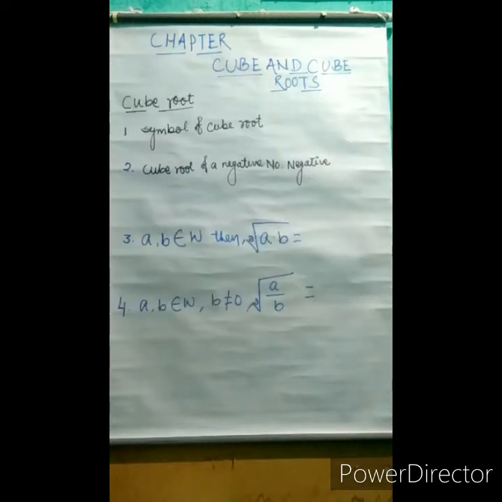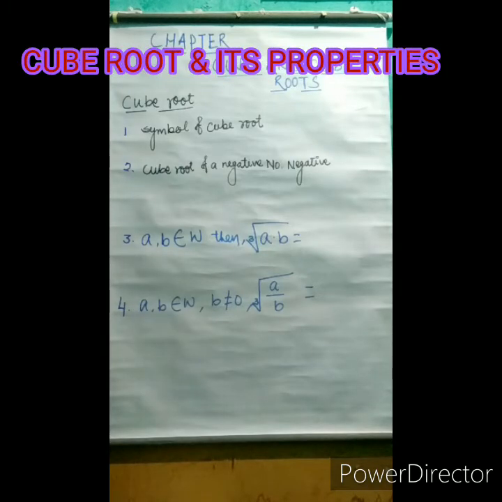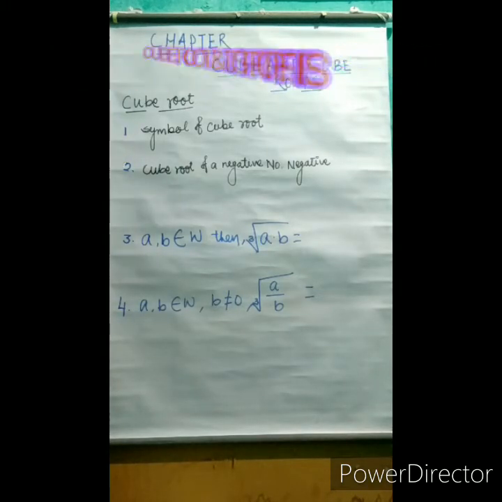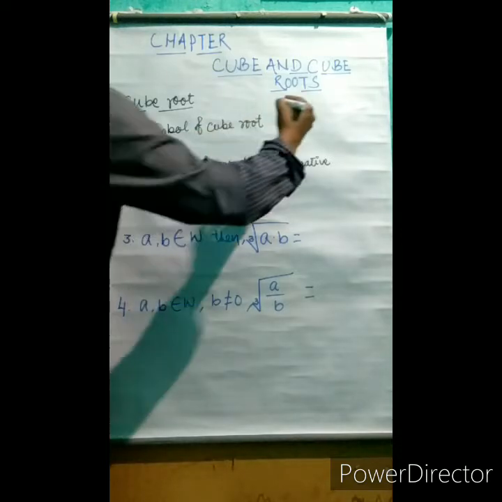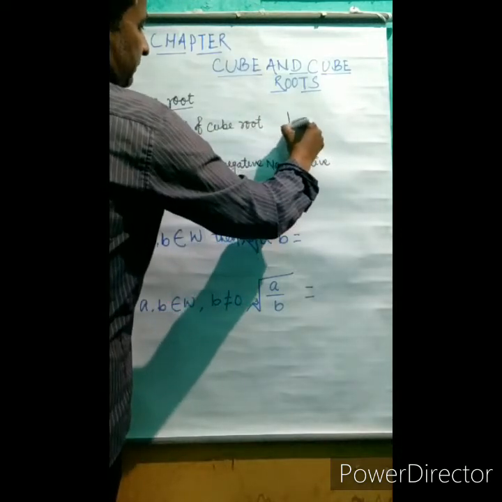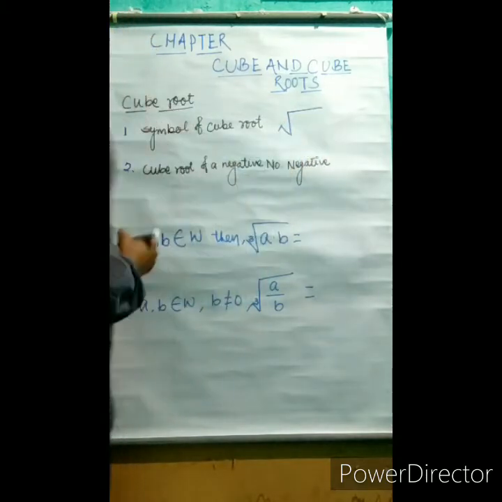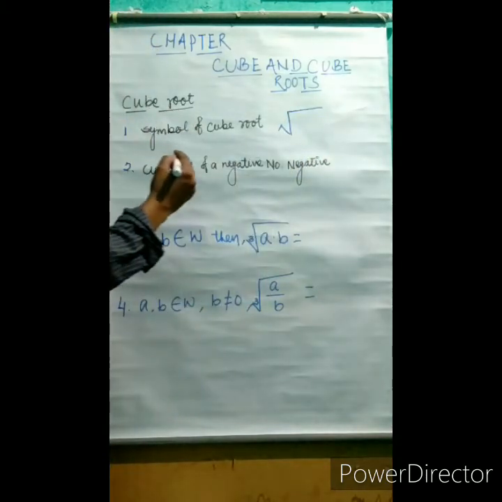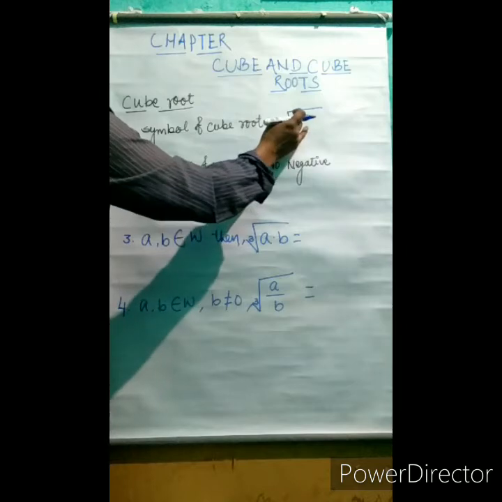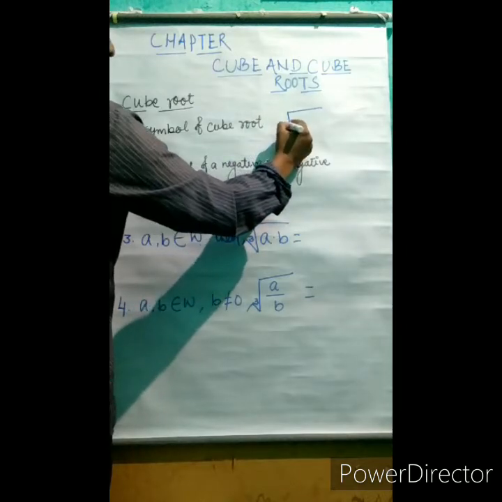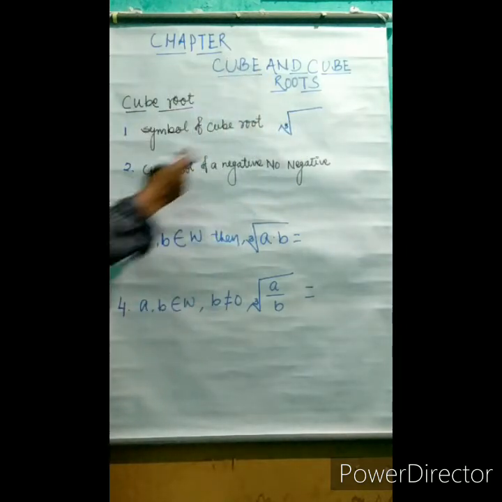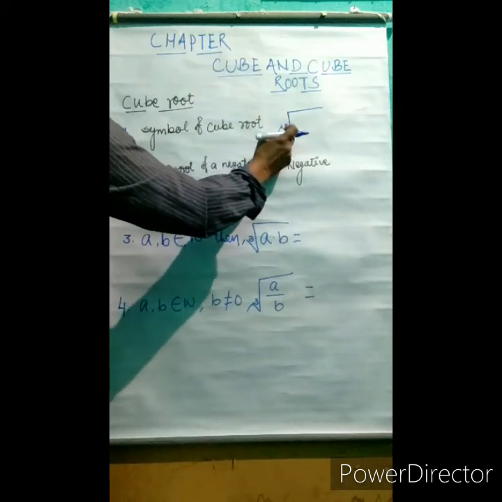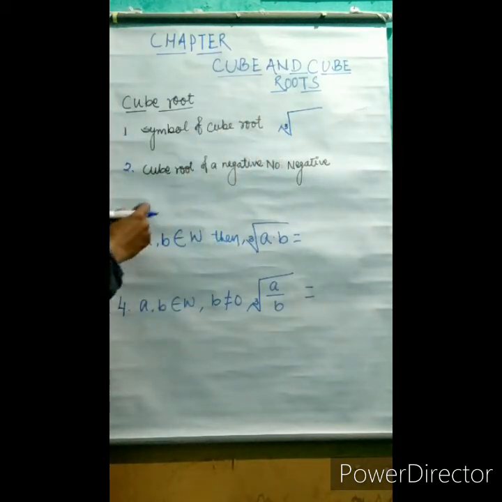Now dear students, we will see some properties related to cube roots. First of all, what is the symbol of a cube root? The symbol of cube root is the same as the square root. But what is the difference between cube root and square root? In square root nothing is written, but in cube root we need to write one small 3 inside it. So it becomes a cube root.